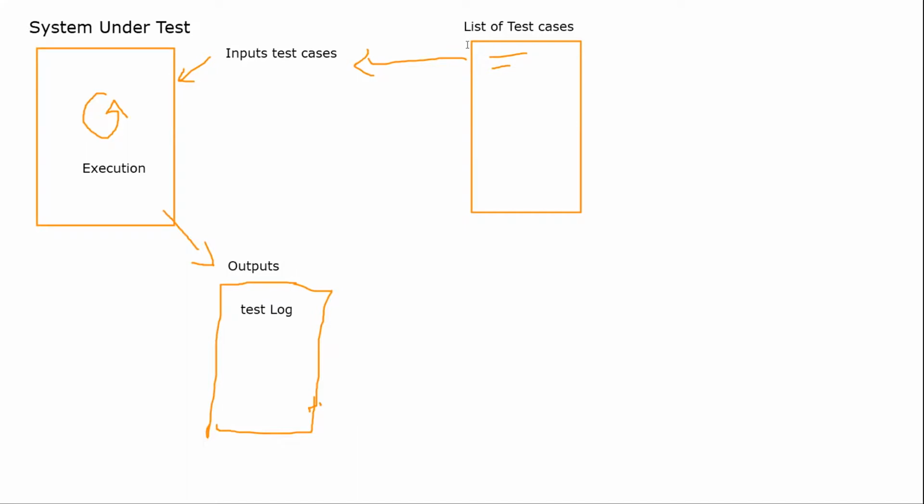You read the test cases after you design them, then you run and execute the test cases, you get the output, and you list it. This is manual testing. So how can it be automated?